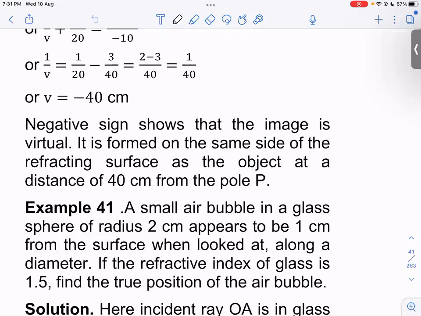41. There is a small air bubble in a glass sphere of radius 2 centimeter and it appears to be 1 centimeter from the surface when looked at. The refractive index of the glass is 1.5. Find the true position of the air bubble.